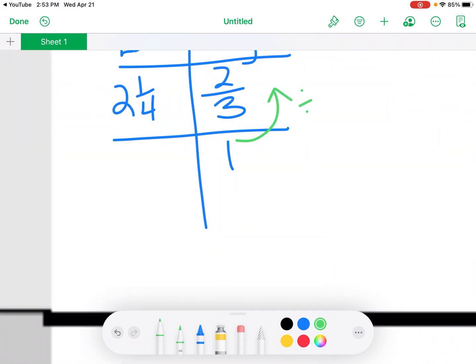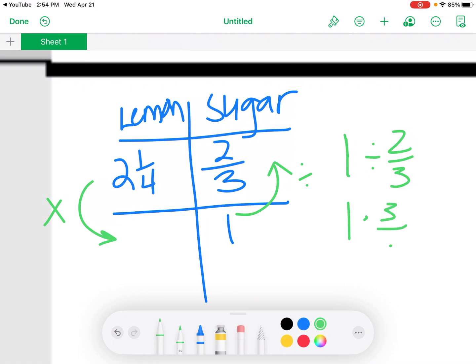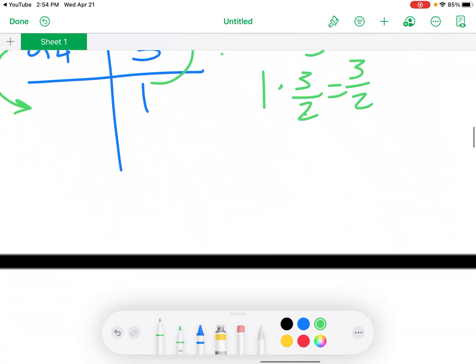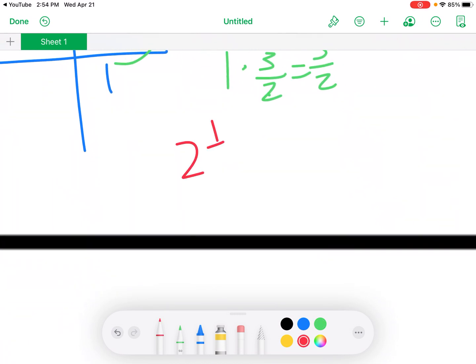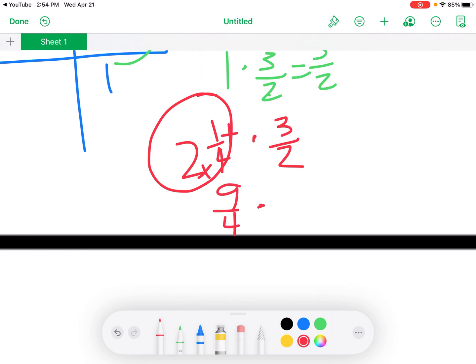So I'm going to divide going up and multiply coming down. So I'm doing 1 divided by 2 over 3. So keep change flip, 1 times 3 over 2, and I get 3 over 2. So I'm multiplying by 3/2 because I divided by 2/3. So now I'm doing 2 1/4 times 3 over 2. So I have to go around the world with my fraction. 2 times 4 is 8, plus 1 is 9. So I have 9/4 times 3/2.